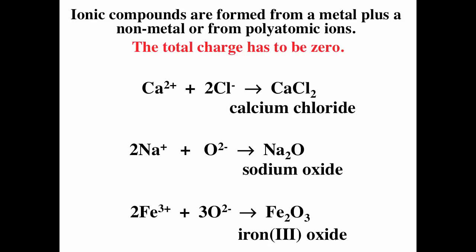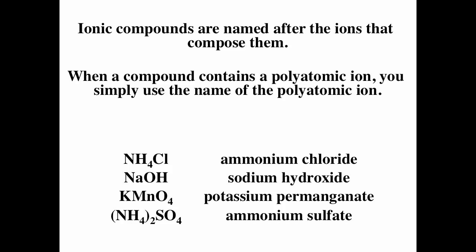And so ionic compounds are formed from a metal plus a nonmetal, or from polyatomic ions. And so calcium chloride, metal nonmetal, sodium oxide, metal nonmetal, iron oxide, metal nonmetal. Now the polyatomic ions, you have to be able to recognize them, and they're very common, and you'll see them throughout your chemistry career. And so I'm going to ask you to memorize a list of polyatomic ions. And so for ammonium chloride, you just treat the NH4+ as an ion, and so it's ammonium chloride. And then we have the OH, and so that's hydroxide, so we have sodium hydroxide, potassium permanganate, ammonium sulfate.